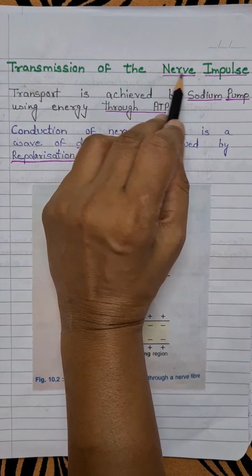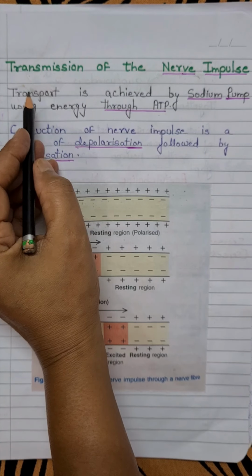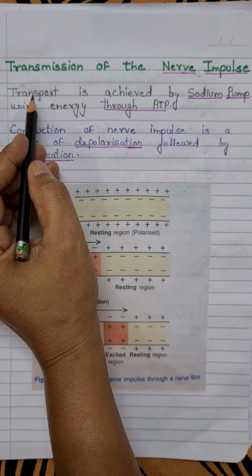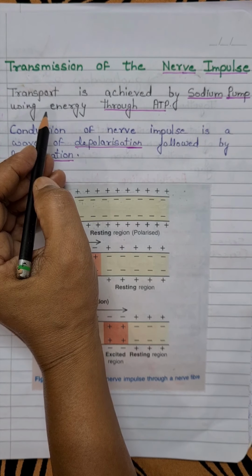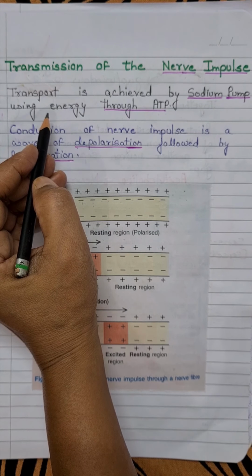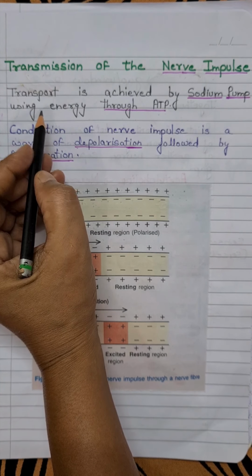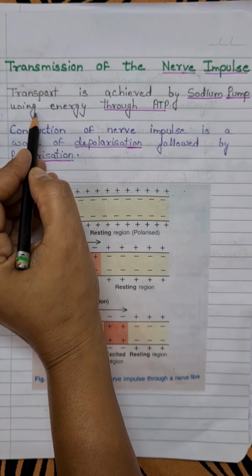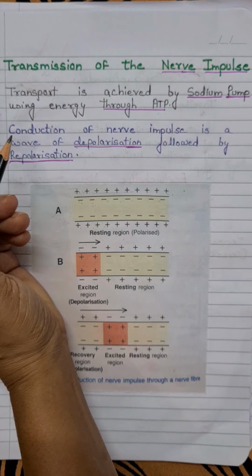Transmission of the nerve impulse. The transmission of a nerve impulse along a neuron from one end to the other occurs as a result of electrical changes across the membrane of the neuron. And this transport is achieved by sodium pump using energy through ATP.